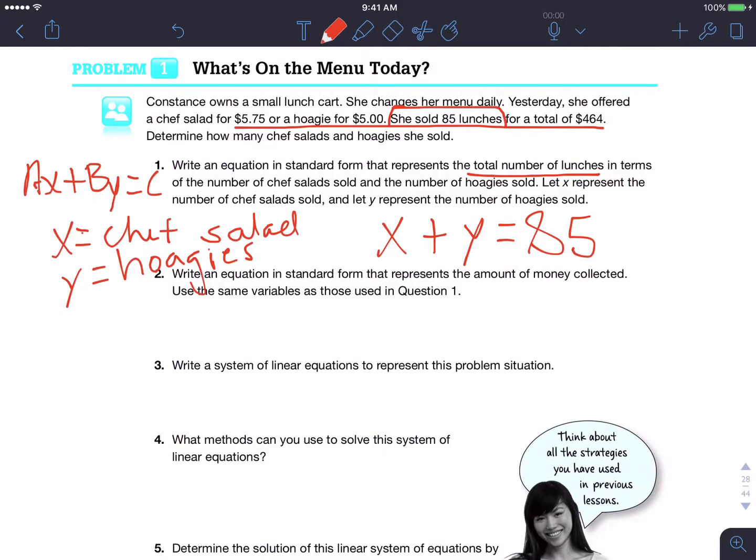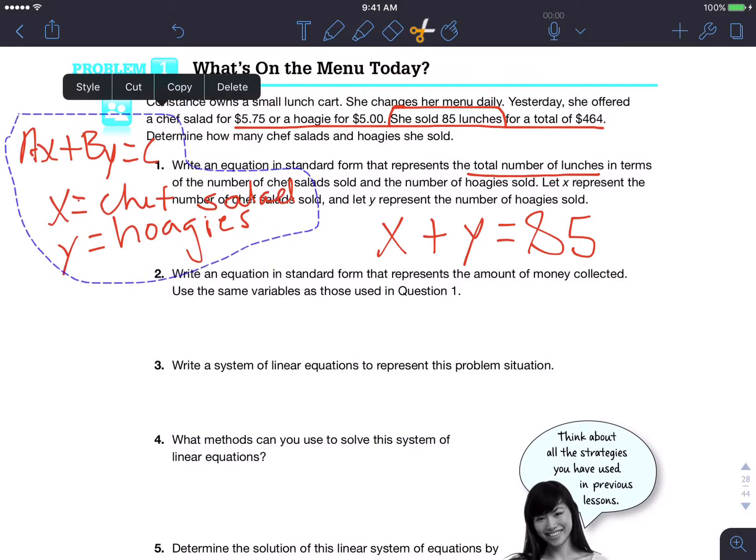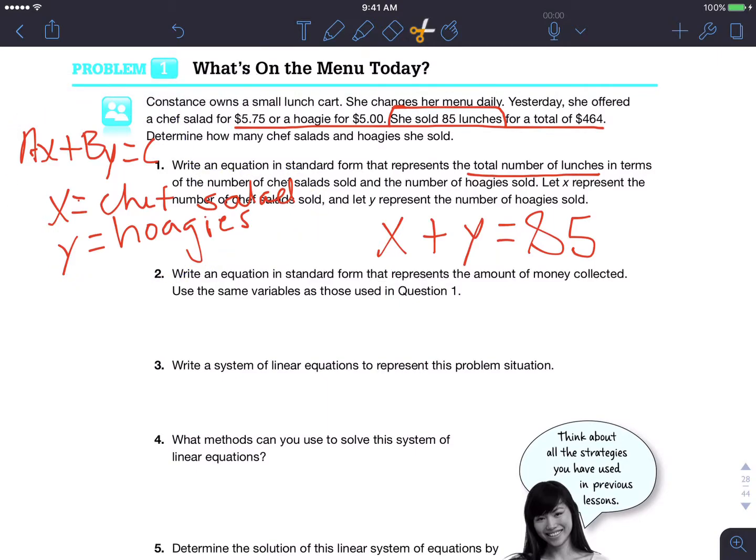Okay? So I'm going to move this briefly so it doesn't get in the way. Okay? Number 2, write an equation in standard form that represents the amount of money collected. Use the same variables as those used in question 1. Okay? So this one should be easy. How much are the chef salads? $5.75. So if we know chef salads are X, as we wrote down here, hoagies are Y. How much is the chef salad? $5.75, right?